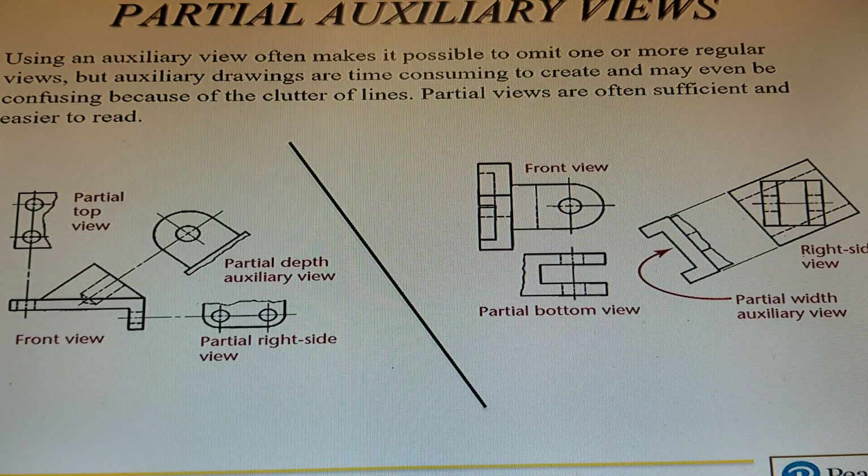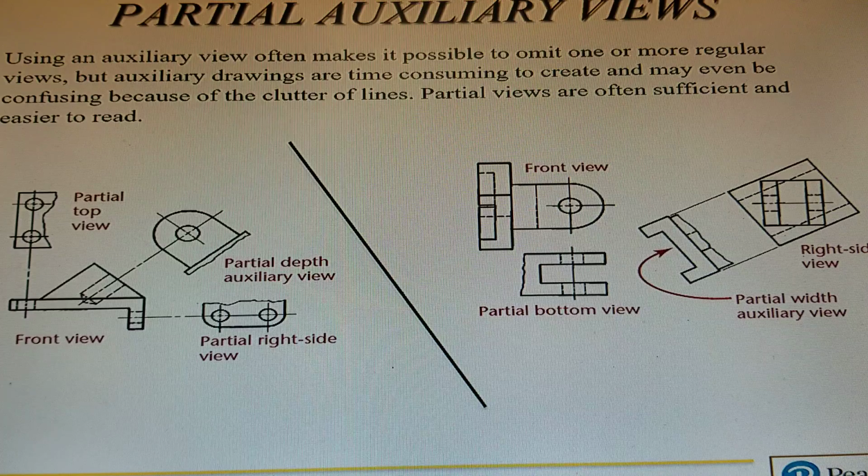So on the left hand side, you have a front view and a partial right side view. They're just showing that bottom part. They're not spending time trying to lay out an elliptical arc or an elliptical circle in that side view. And same thing with the top view. They're just doing a partial top view, and they're not trying to waste time trying to draw those weird angles.